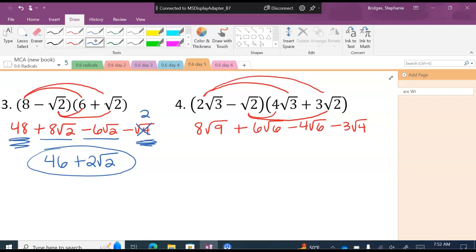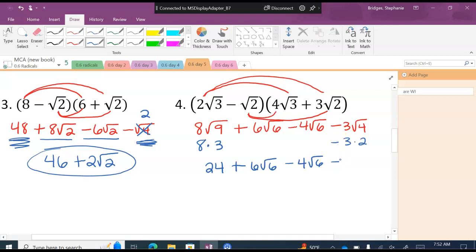Yeah, so I'm going to go ahead and simplify those first. What is the square root of 9? 3. And 8 times 3 gives me 24. I'm just going to bring the others down for right now. And what else is a perfect square? That 4. So that's going to be 3 times 2. And what is 3 times 2?